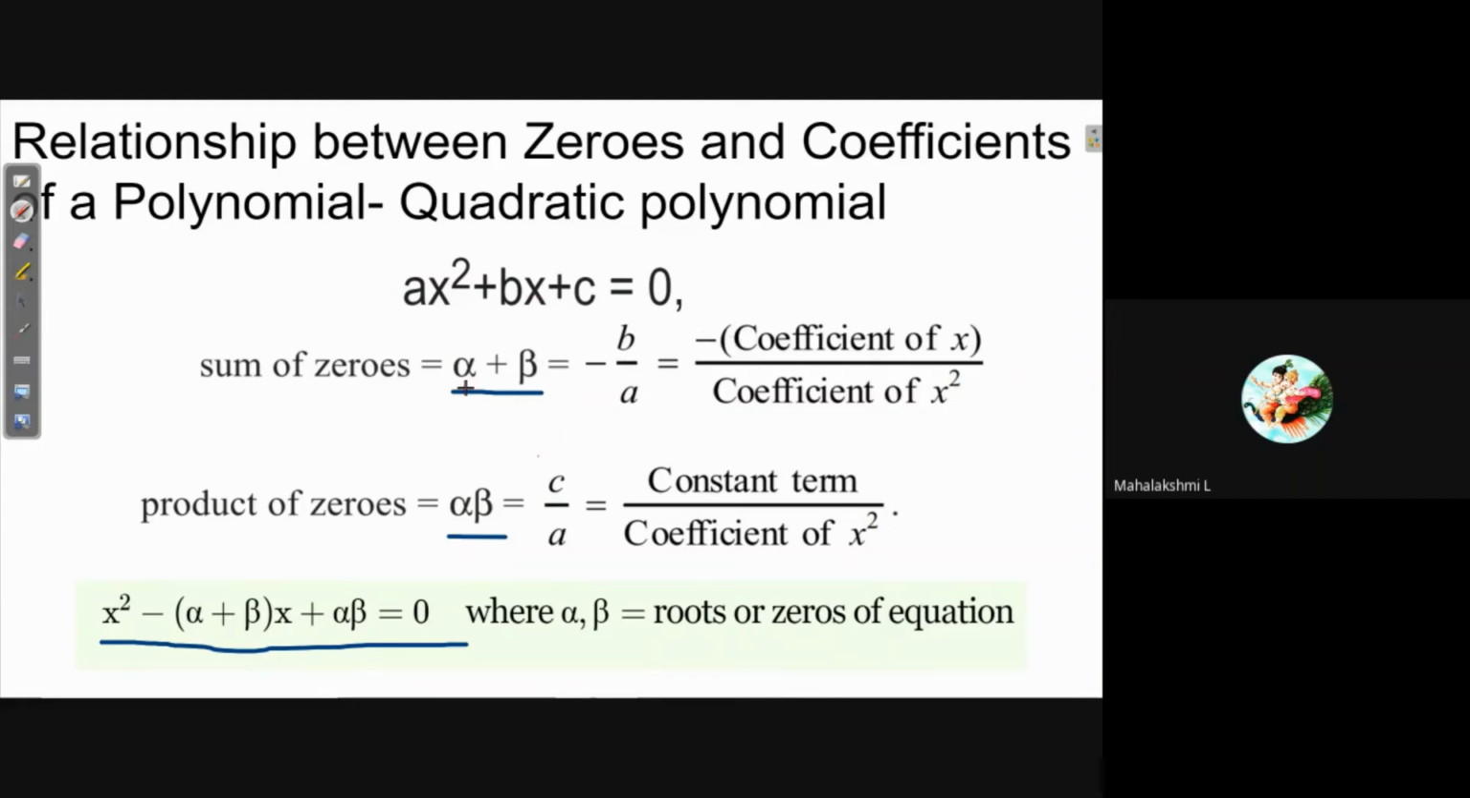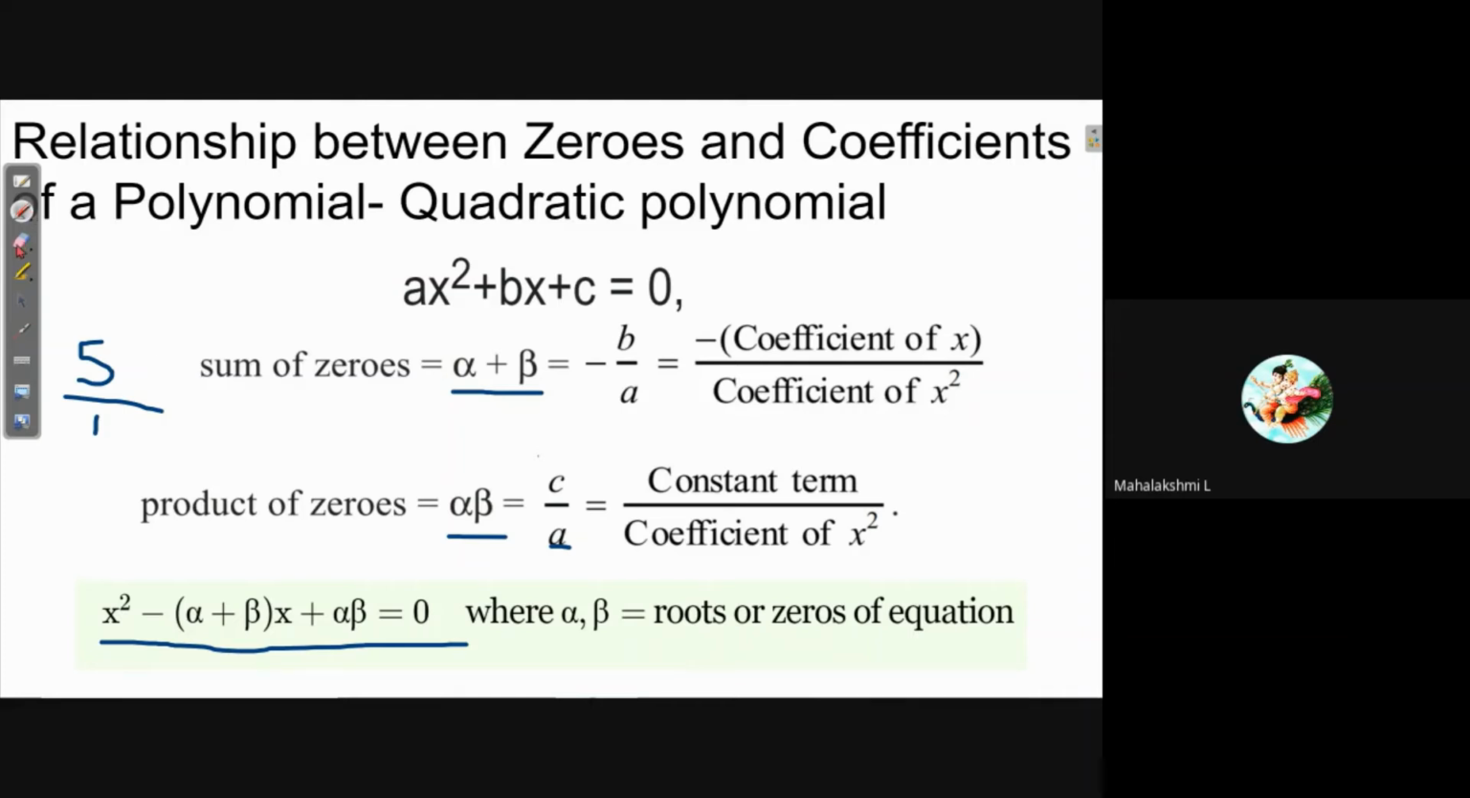You'll have this value. If it is a non-fractional value, like say it is 5, you can consider it as 5 by 1, and then you can tell b value is minus 5, a value is 1. Substitute the value of a in the second equation. They would have given you the value of alpha and beta, alpha into beta, and you can find the value of c and then substitute it in this general form.